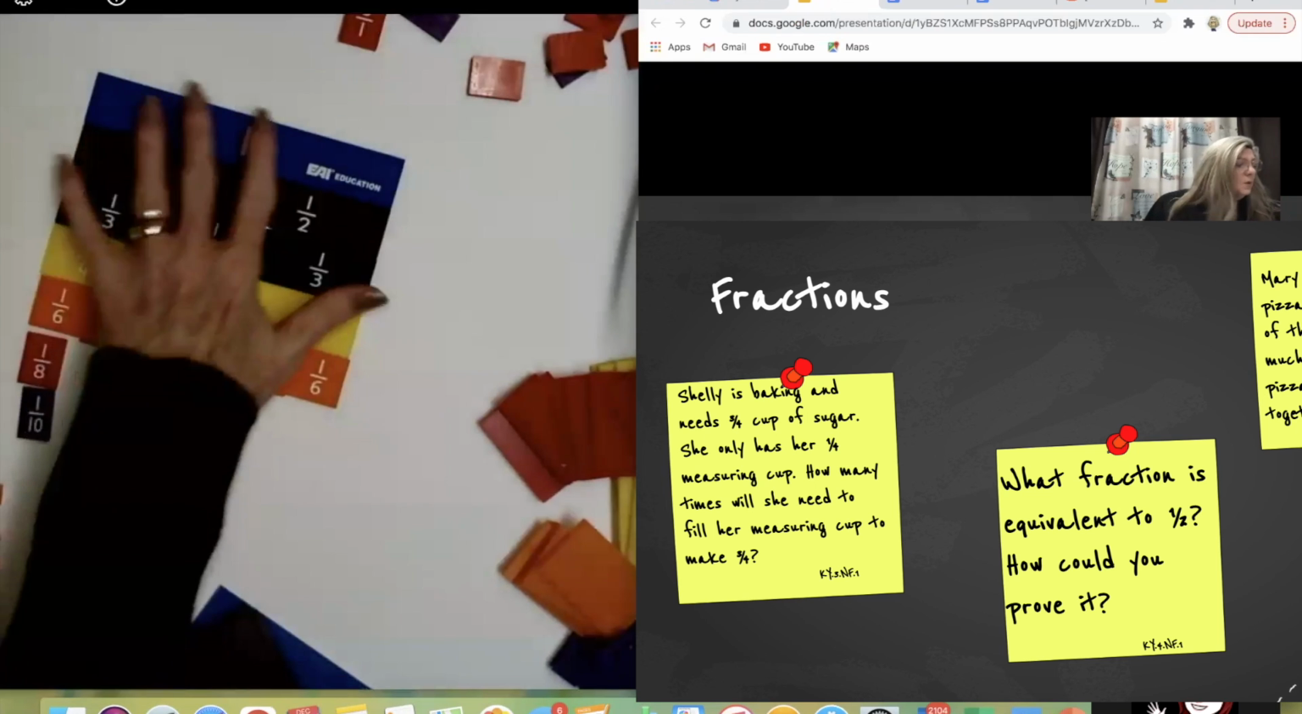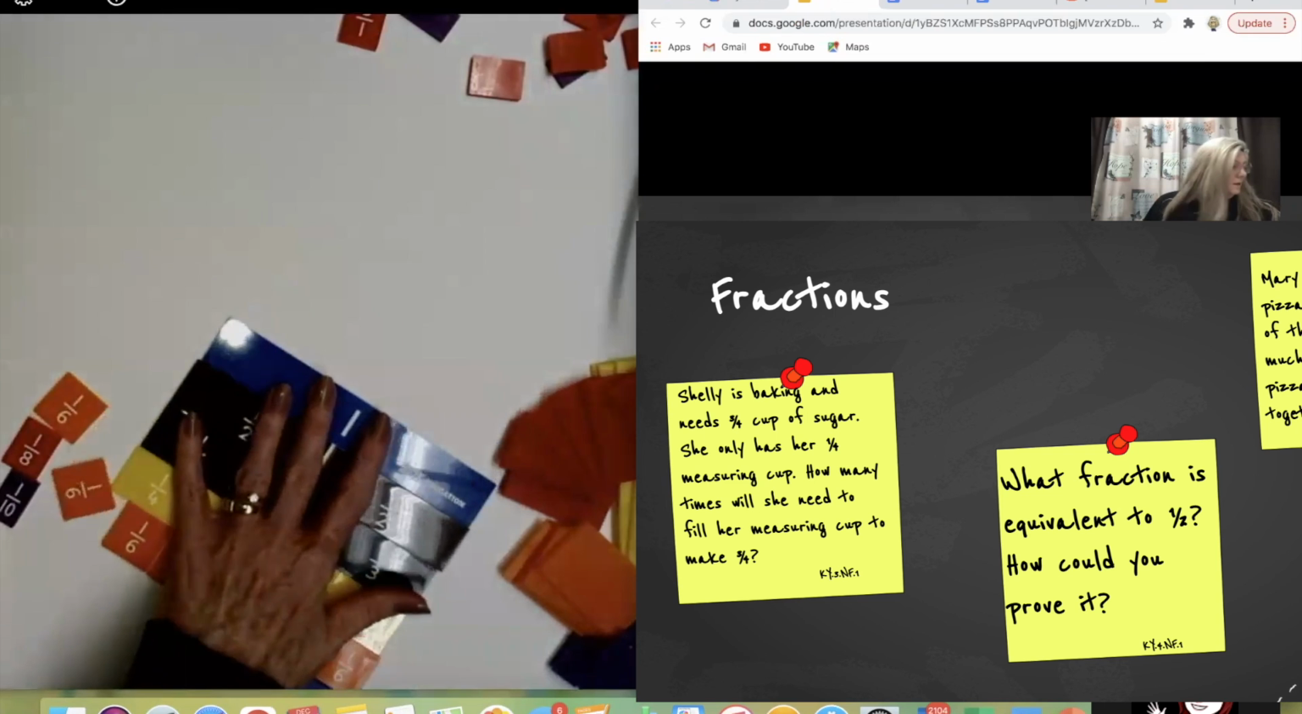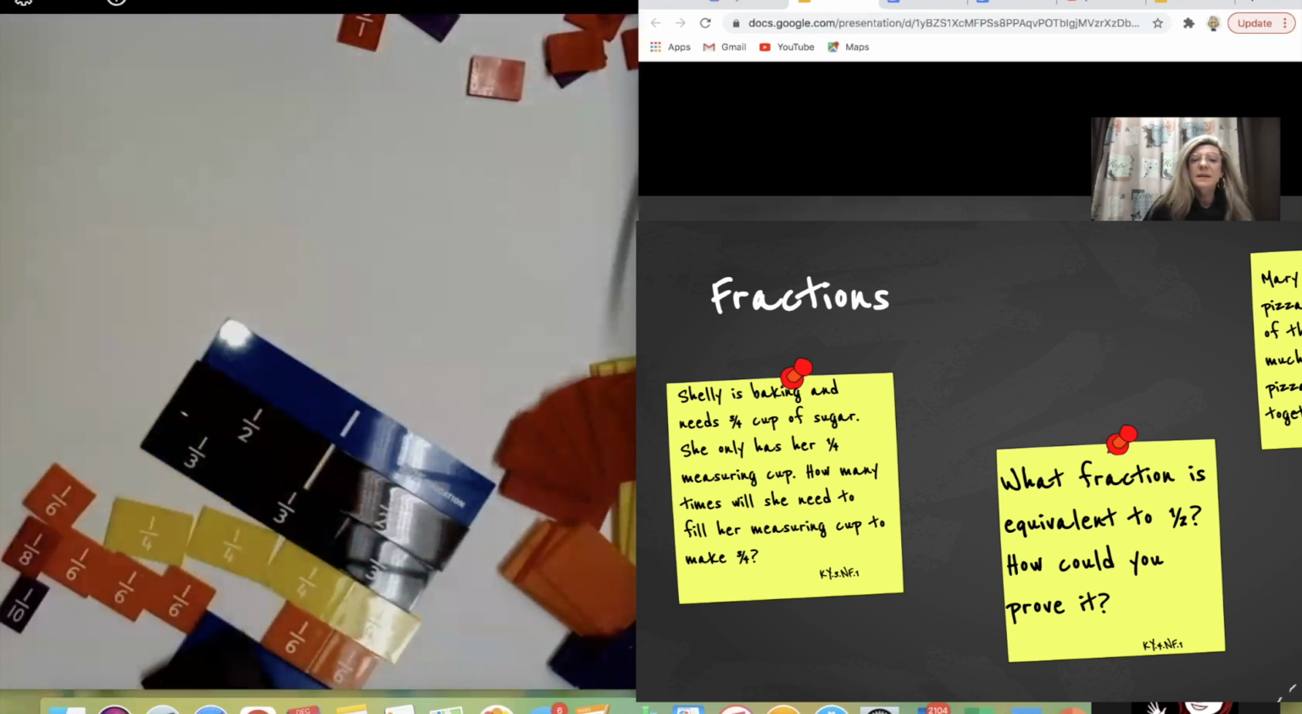All right, so this one, Shelly is baking and needs 3/4 cup of sugar. And she only has her 1/4 measuring cup. You know, this actually happened to me this past weekend. I was trying to bake and I could not find my measuring cup, the one that had the cup marked off into the 4ths and that type of thing. All I had was my little scoops, and I had that 1/4 scoop. And so it actually did happen that I had to use the 1/4 measuring cup.